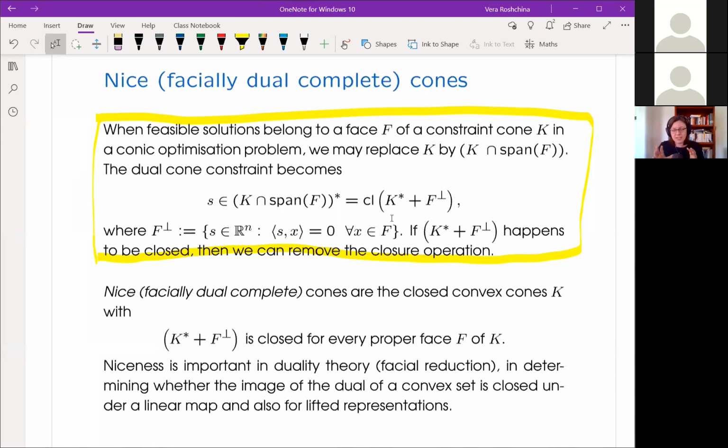So reducing an ill-posed problem to a well-posed problem is easier, using some algorithms, if you have a nice cone. And the actual definition of a nice cone is like this.